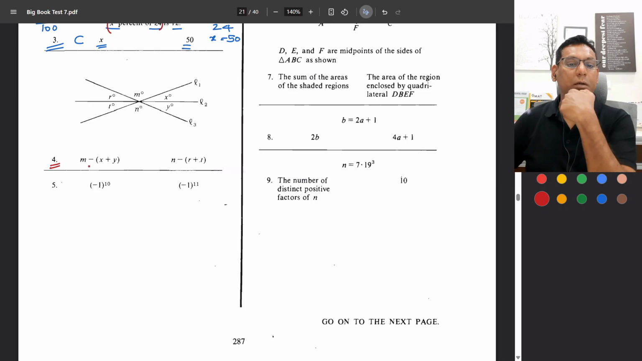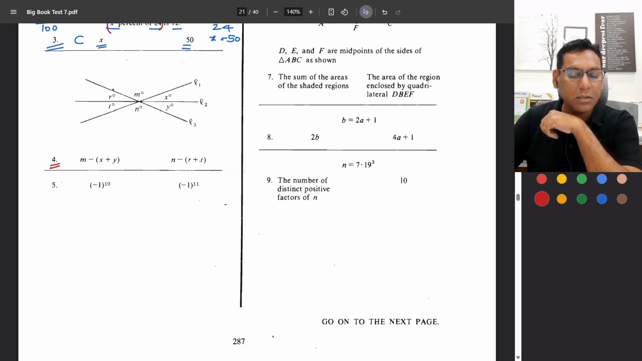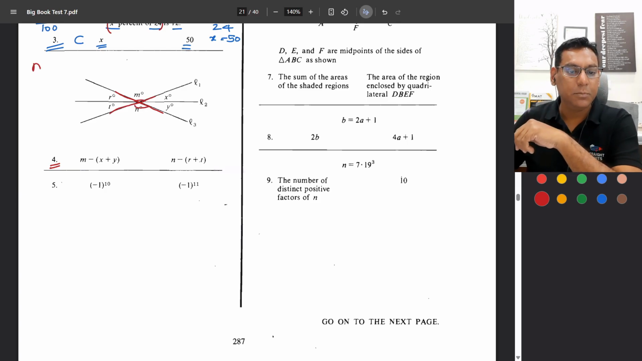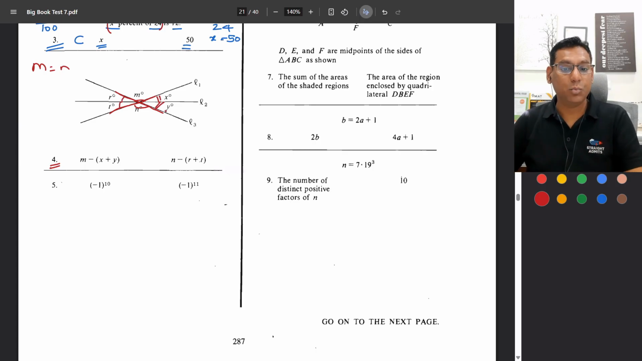Question 4. All right, so there is some expression that is given. Let's understand the diagram. M and N are opposite angles. Why? Because they are on the same line, right? Just that they are measured from different sides. So M is equal to N. That much I learned. M is equal to N, opposite side. So R and R, they are same. X and X, sorry, this is X and Y. All right, this is not R and R, this is R and T.